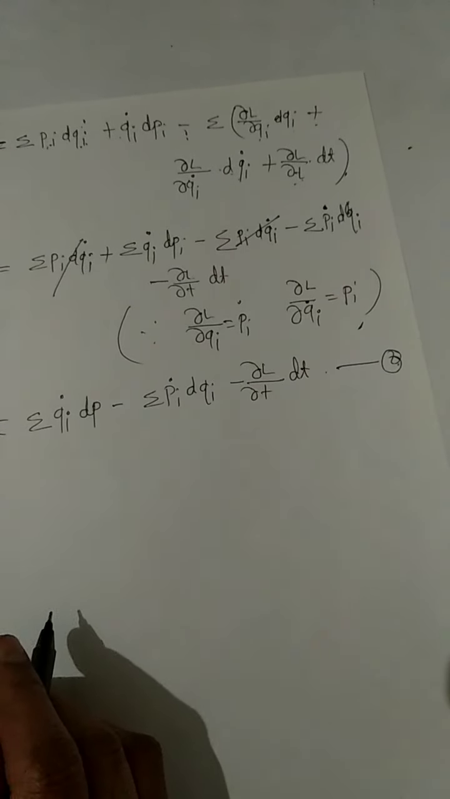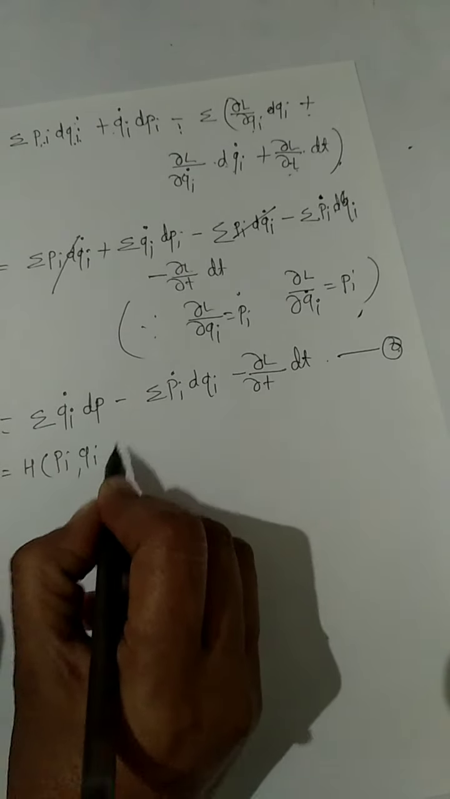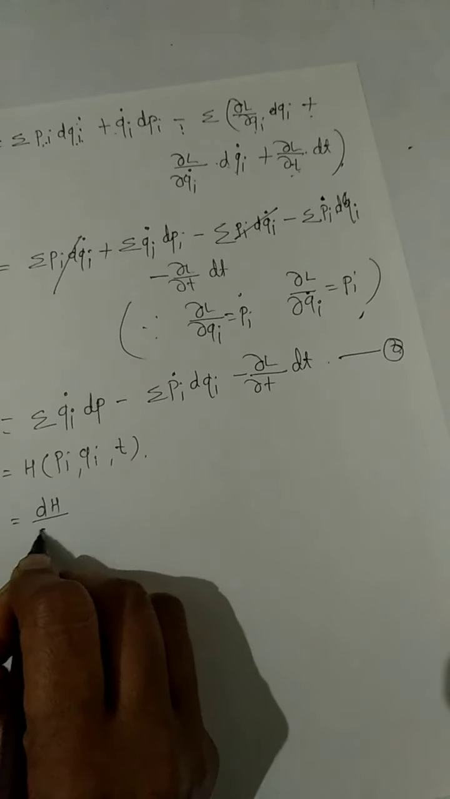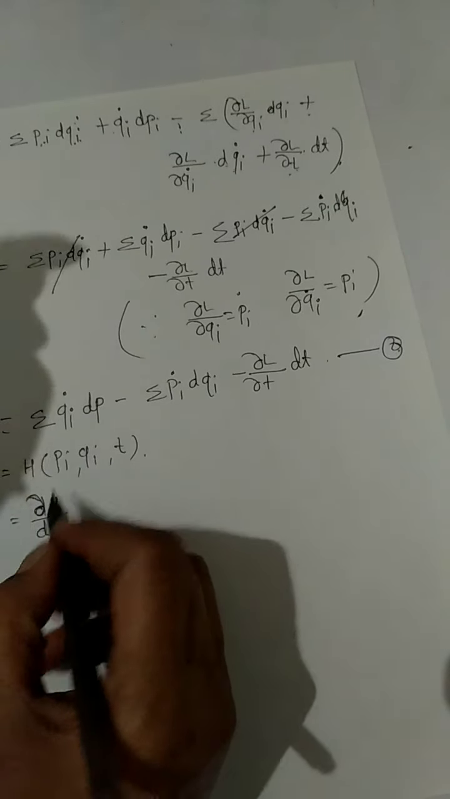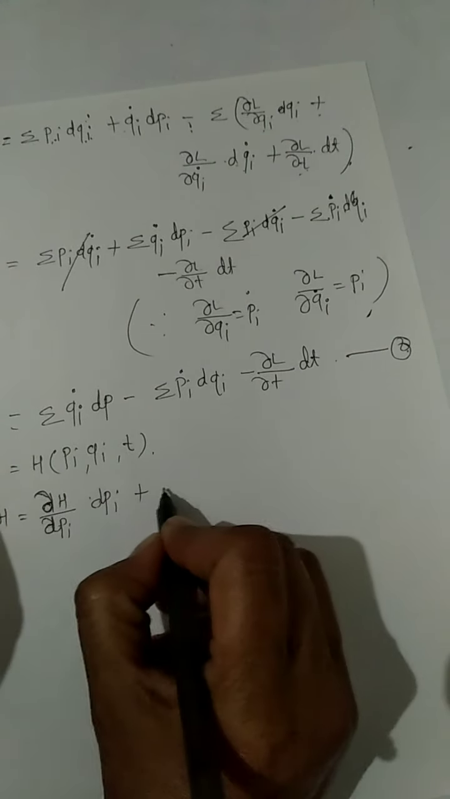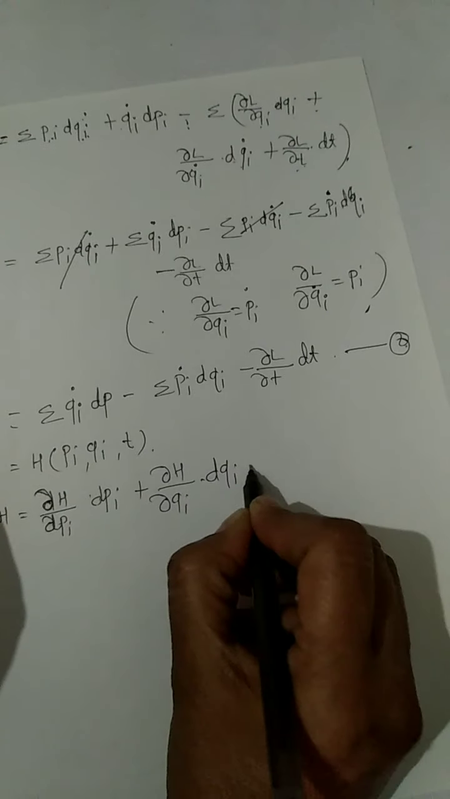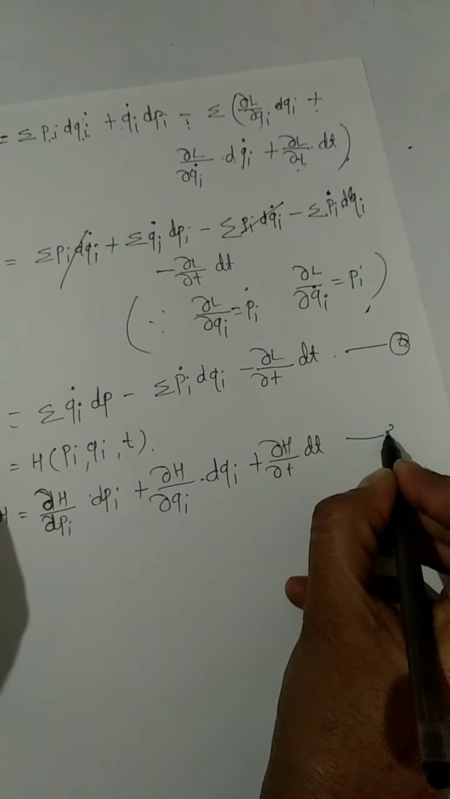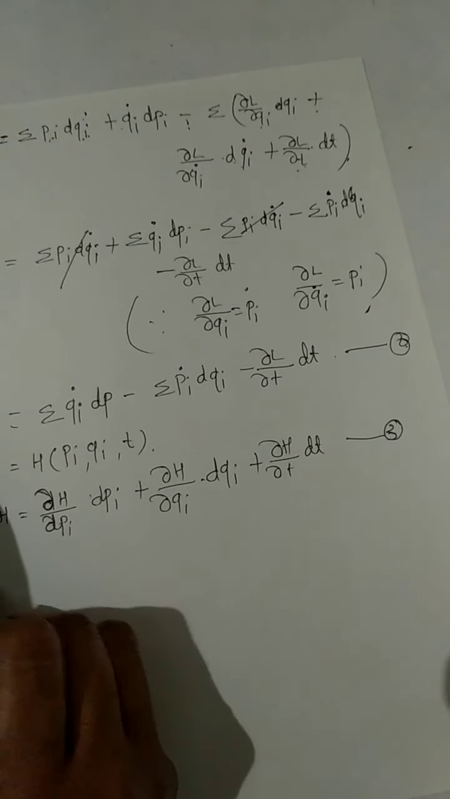And also we know H is a function of Pi, Qi and T, and this implies that dH is equal to partial differentiation del H upon del Pi into dPi plus del H upon del Qi into dQi plus del H upon del T into dt. That is equation 3. Compare 2 and 3.